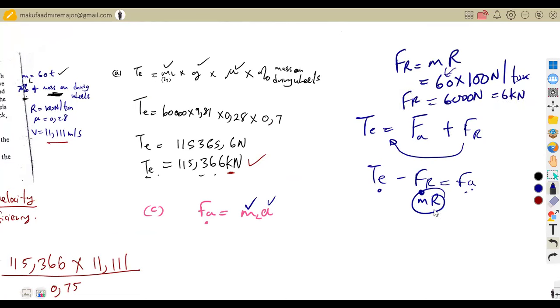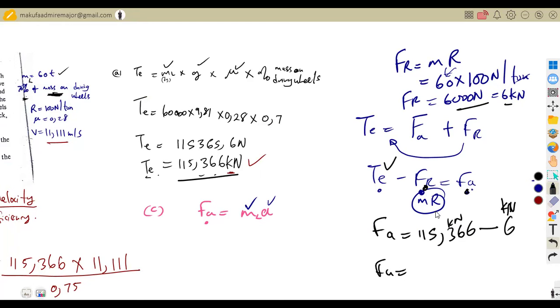That's our FR. So we can calculate FA, because FA is equal to TE in kilonewton. We have got our TE there, 115.366 minus FR. Our FR we got here in kilonewton, 6 kilo. If you use kilonewton here, also use kilonewton there. So we're going to have our accelerating force being 109.366 in kilonewton.